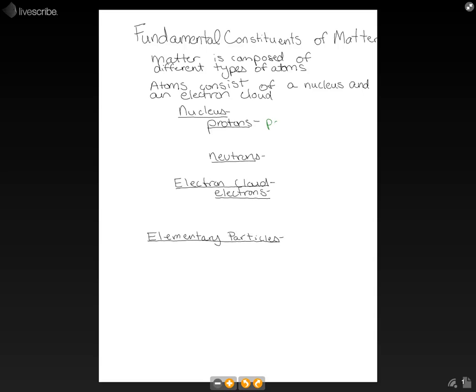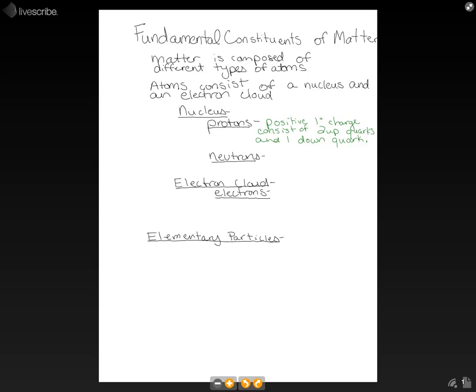Now we know protons have a positive charge. We also know that they consist of 2 up quarks and 1 down quark. So quarks are something that makes up these protons, and they also make up the neutrons in the nucleus. So they might be something you haven't heard of a whole lot.